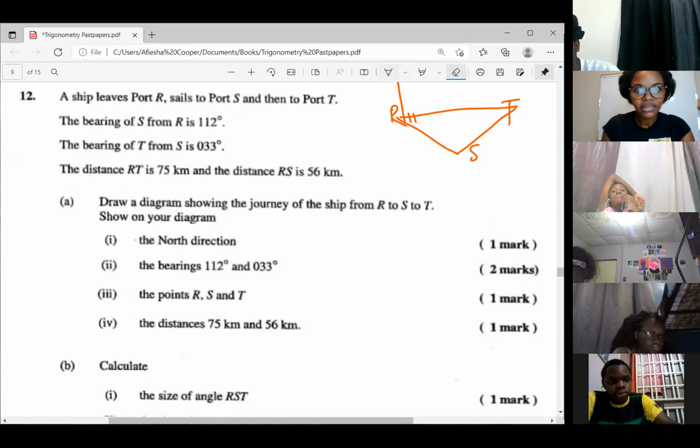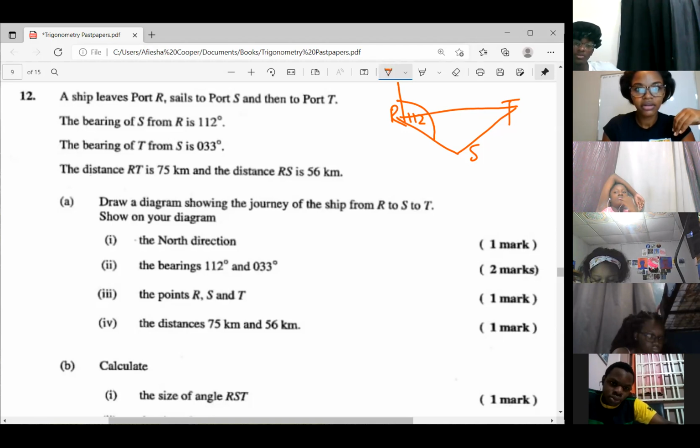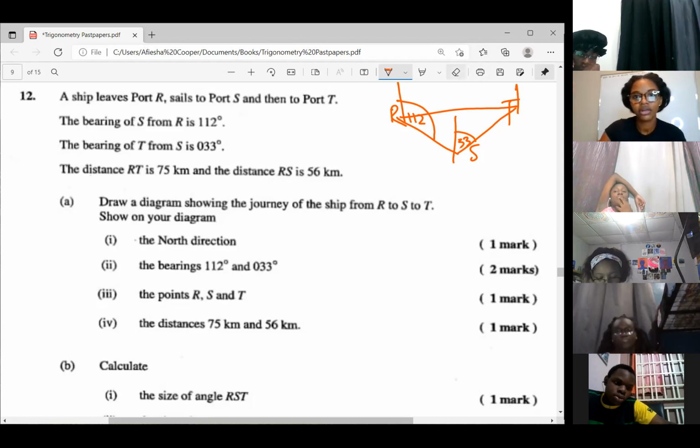I think this whole thing here is 112, then where my 33 is, what I said, T from S. T from S. My 33 is inside here. Okay, great. So let's do this. Draw a diagram showing the journey of your ship. Okay, everybody understand? Or do I need to take my time and do this over?